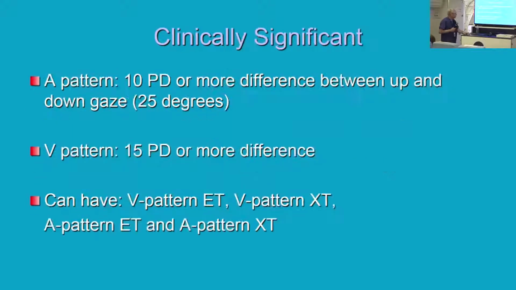So a clinically significant A pattern is generally considered as 10 prism diopters or more of a difference between upgaze and downgaze of 25 degrees.